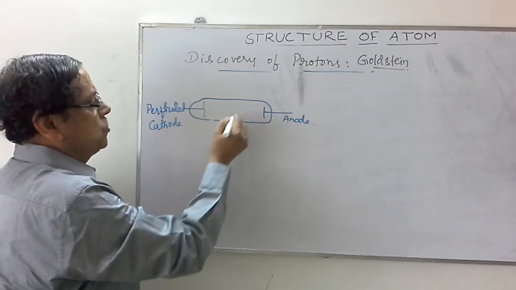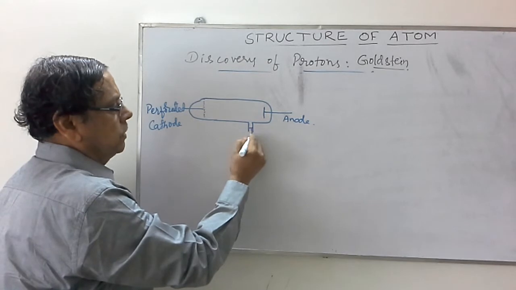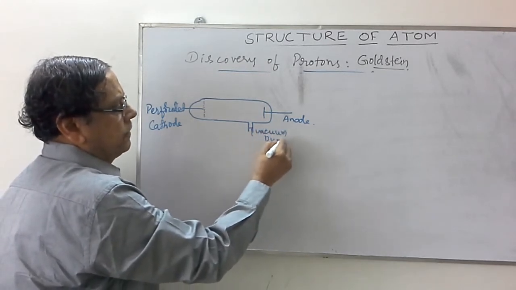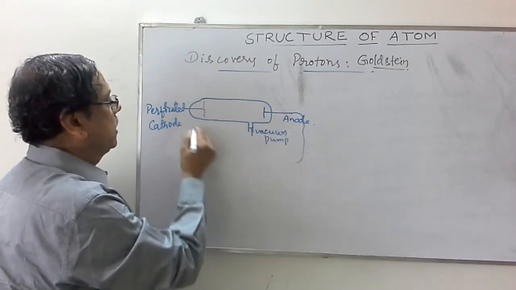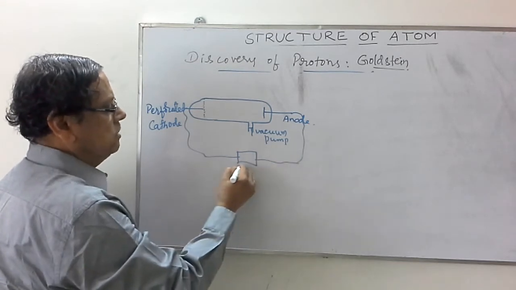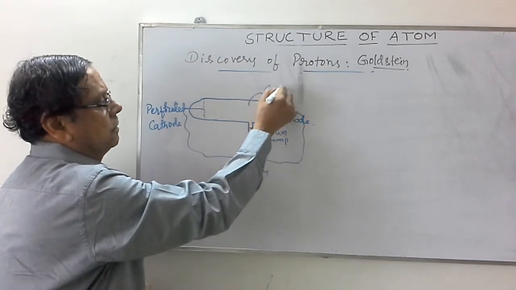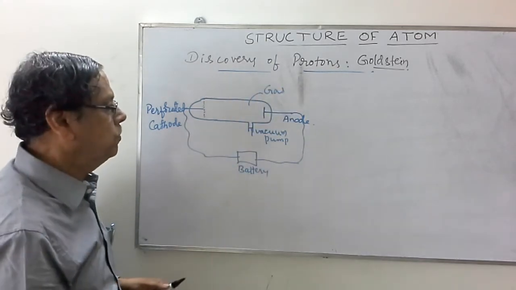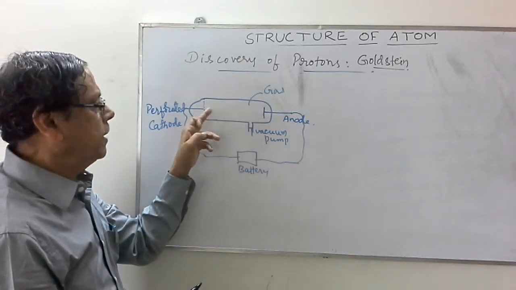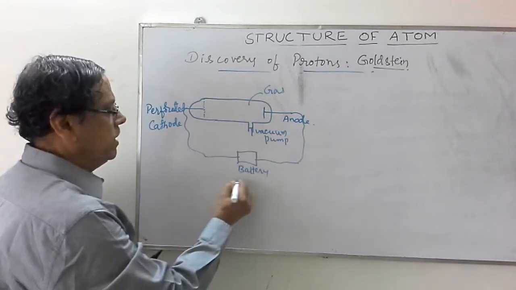Then, as usual, it is connected to a vacuum pump. Then this anode and cathode are connected to a battery, a high voltage source. Again, a gas is filled in this discharge tube, and he observed the movement of the particles when a high voltage is applied, say 10,000 volts.